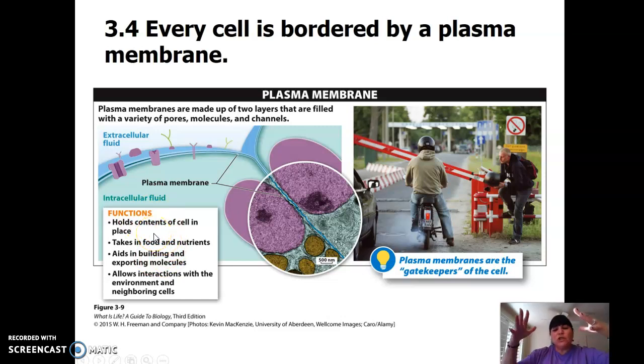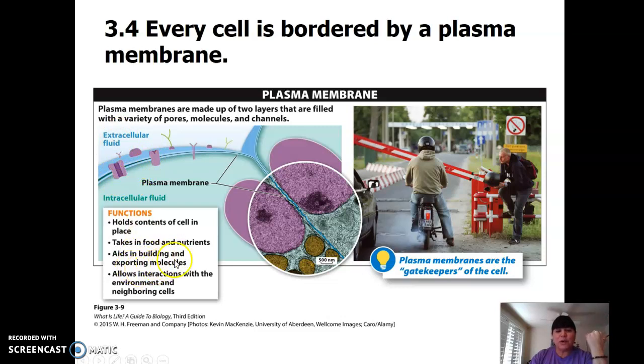Function. So if this is a large picture, what are the functions of the cell membrane? Holds contents of the cell in place. Yes. Okay, without a cell membrane, there would be no cell, right? So you have this thing, and the membrane is what keeps it together, right? Takes in food and nutrients. So via these almost like doorways, they're called channels, right? So that makes sense. Like sugars and proteins can go in, okay?